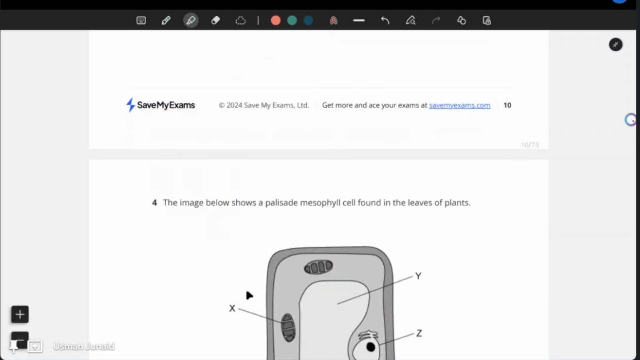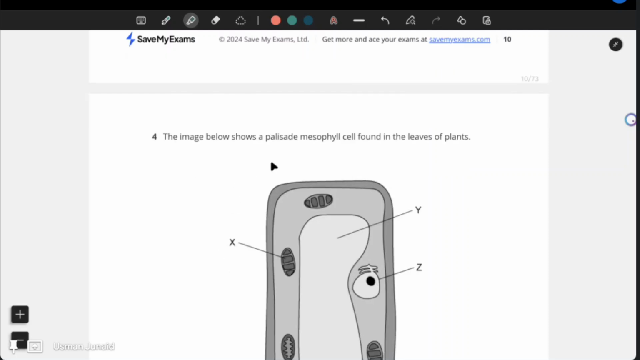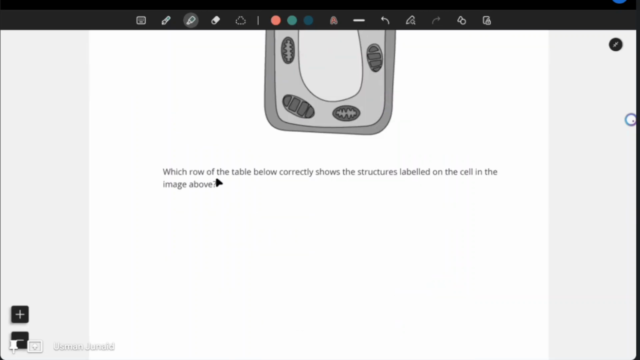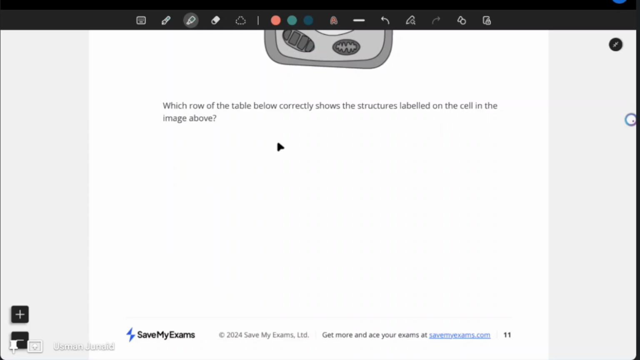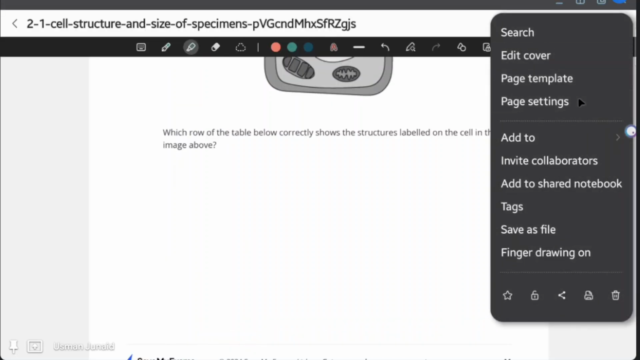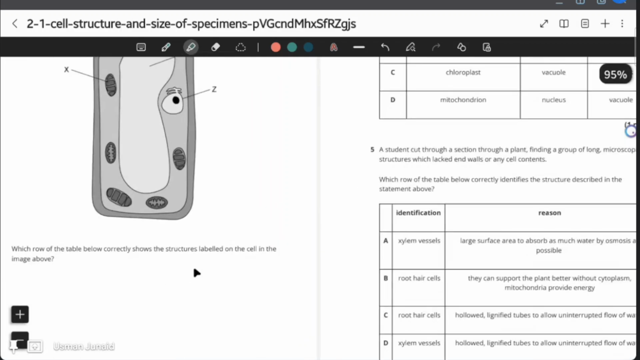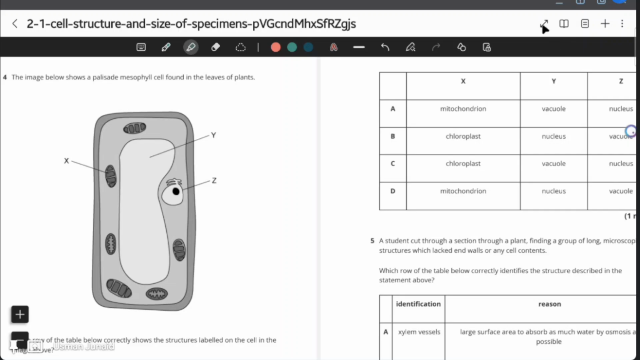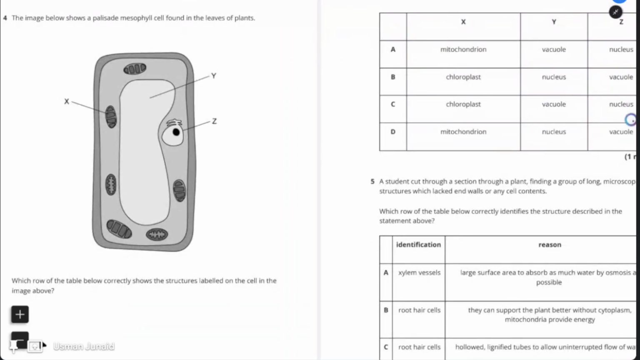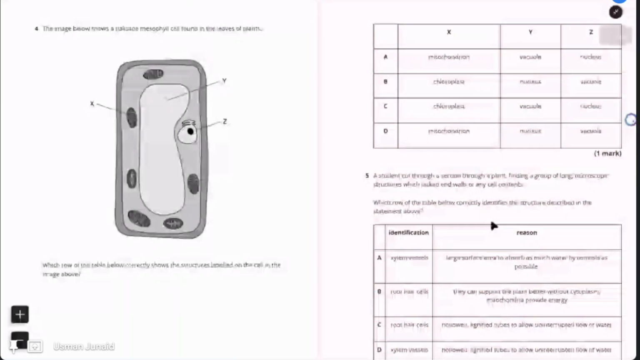The diagram below shows palisade mesophyll cell found in the leaves of plants. Again, which row correctly shows the structures labeled on the cell above? Which row? What is X? What is Z and what is Y?